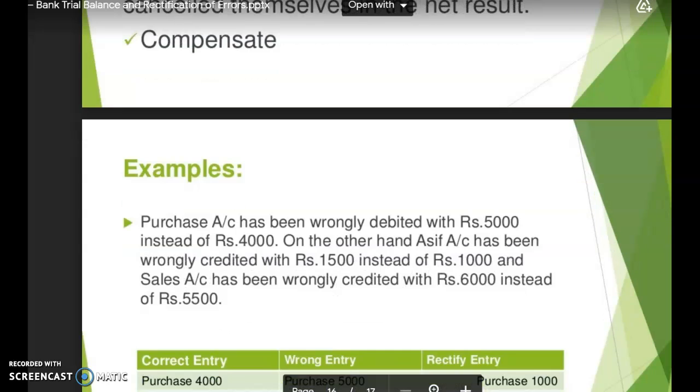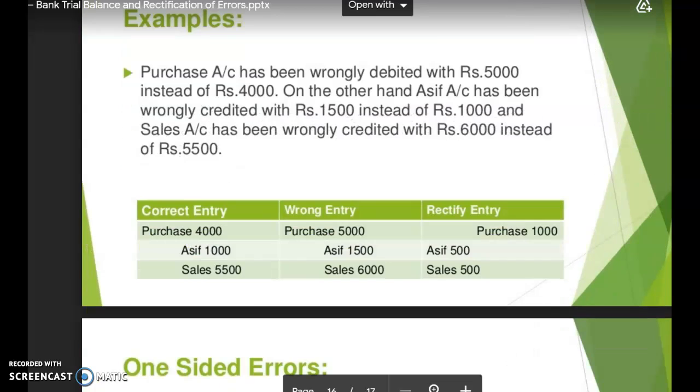Now, how do we have to rectify this type of error? See here, the correct entry should be: purchases account debit 4,000, to Asif account 1,000, to sales 5,500. See here, the correct entry in two parts we have to do. The wrong entry that we did: purchases account debit, Asif account 1,500, to sales account 6,000. Once again, read the error. Purchase account has been wrongly debited with rupees 5,000 instead of rupees 4,000.